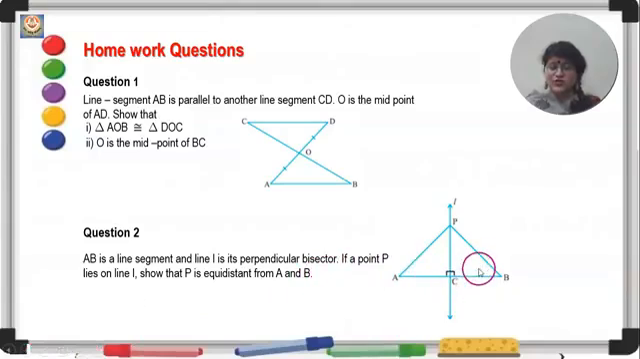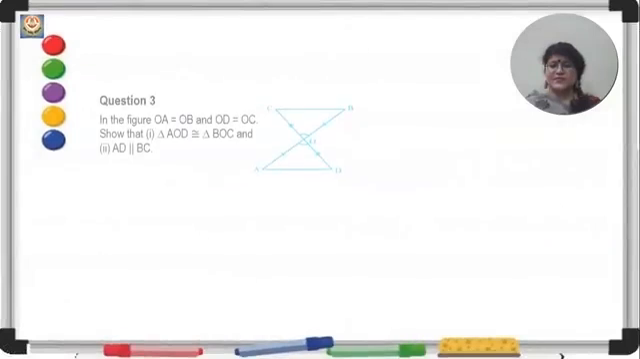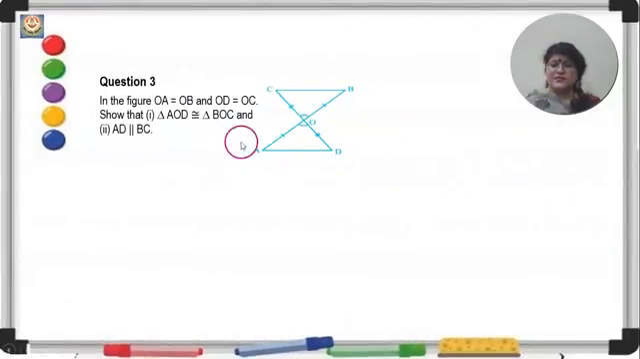AC congruent to BC because L is the perpendicular bisector. So you have one S, one A, and isn't PC congruent to PC? It's a common side. So S, A, S. And therefore PA congruent to PB, they are the corresponding sides of congruent triangles. This is a very simple question.